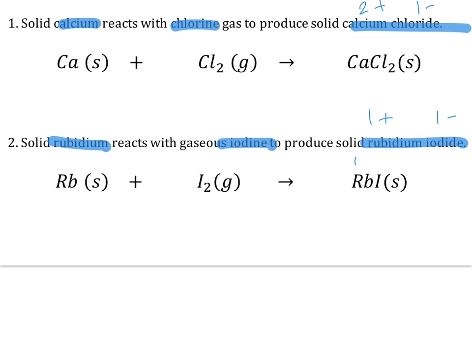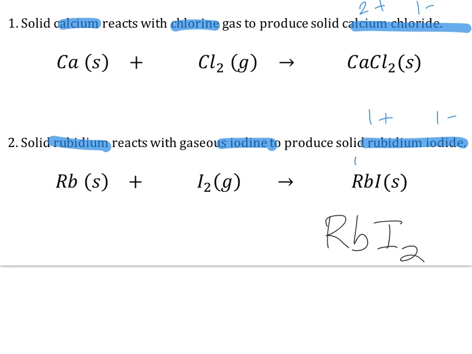One thing I see a lot is that students may want to write this rubidium iodide as RbI2. And I think this comes from the fact that over here we have rubidium, here we have iodine as a diatomic, and so it may seem kind of natural just to put those two things together on the product side. So I want to caution against this.